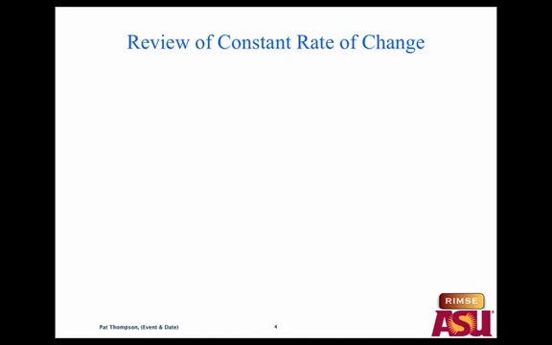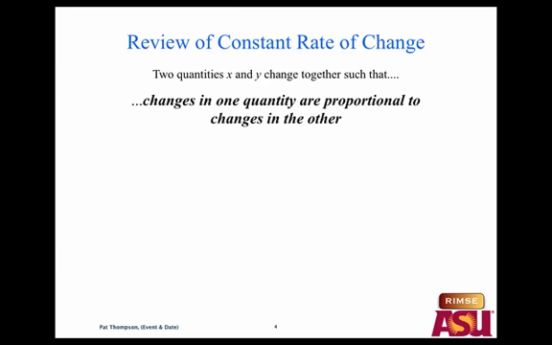Alright, so we started by reviewing constant rate of change, and the first question I asked was, so if two quantities x and y change together in constant rate of change, what was our definition of that mathematically? You could pause here. So our definition of that was that changes in one quantity are proportional to changes in the other.